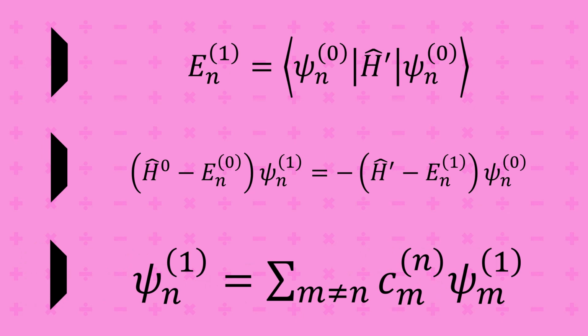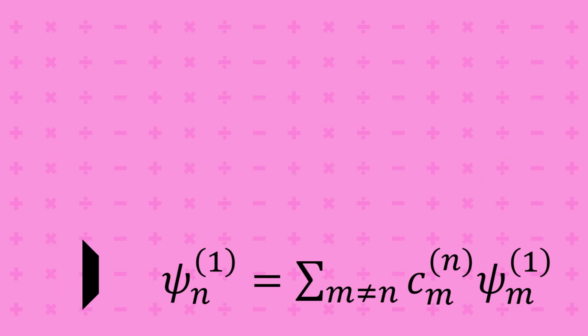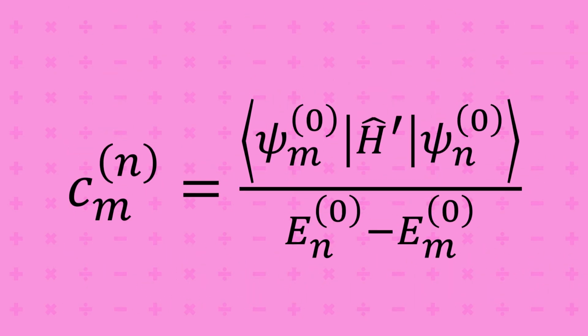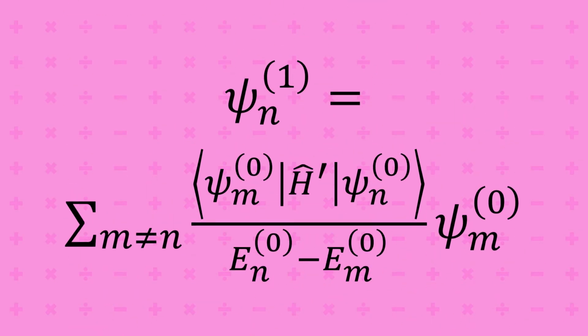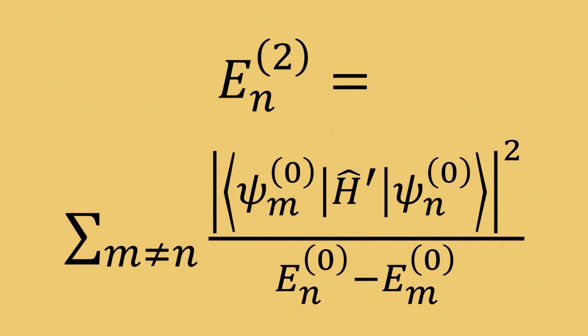Because the unperturbed wave functions constitute a complete set, we can write psi n1 as a linear combination of them. And from this, we can show that Cmn is equal to this expression here. And therefore, we get this expression here for psi n1. Next, let's discuss the second order energies, which are given by this expression here.